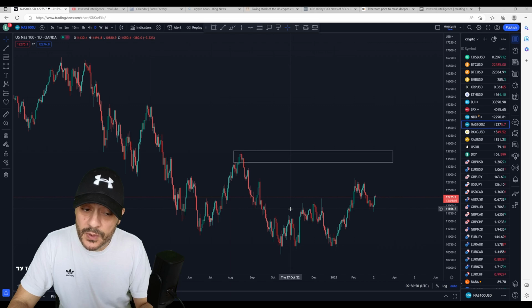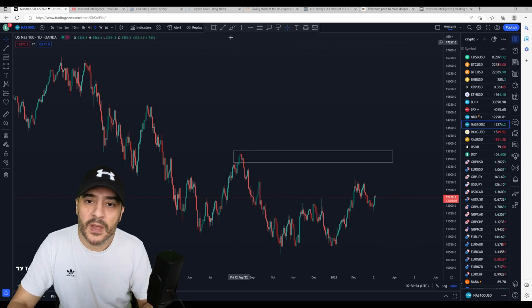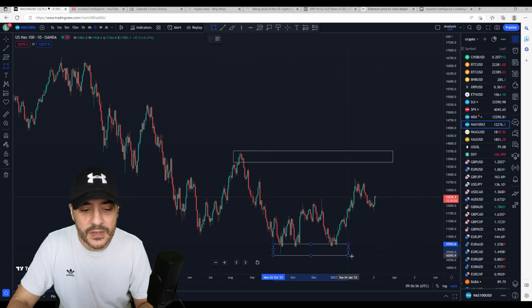The other thing that we want to be looking for is areas where price has basically spent some time. There is another one down here. So you can see that this is not overly complicated.